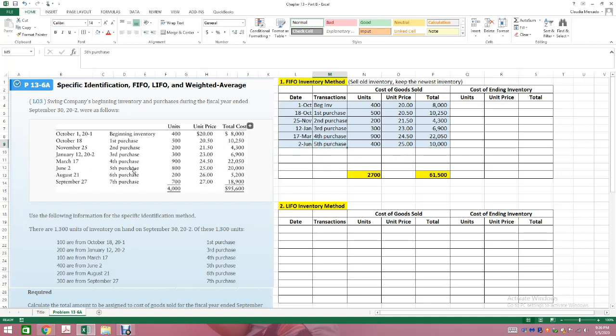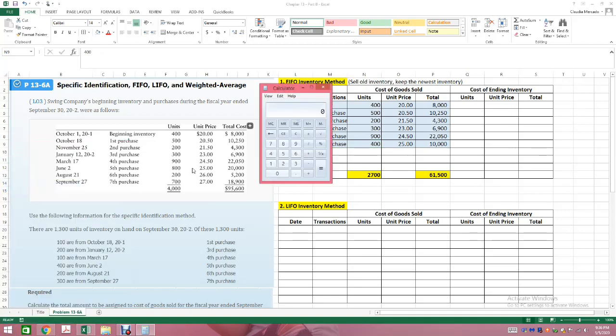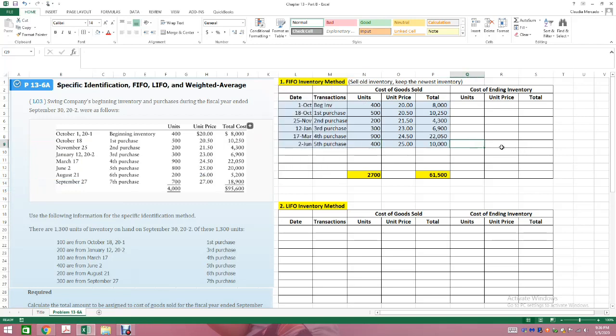Now, let's look at the fifth purchase. The fifth purchase was 800 units. Out of those 800 units, I sold 400, so that means that you still had 400 left over. So you had 800, you sold 400, that leaves you with 400 units that you have not sold. 400 units at $25 each, that's $10,000. Let me format this.